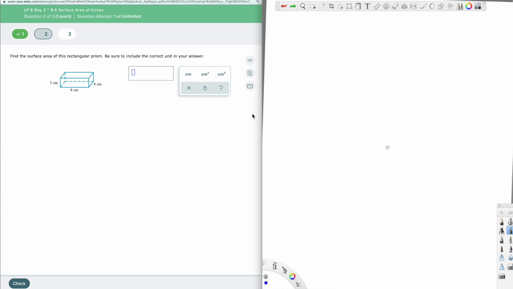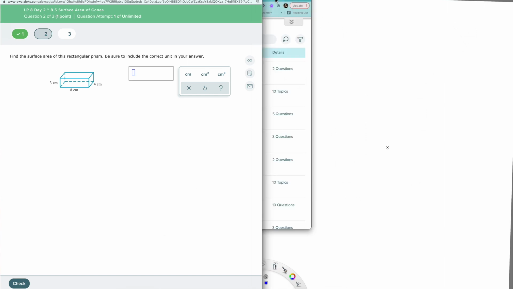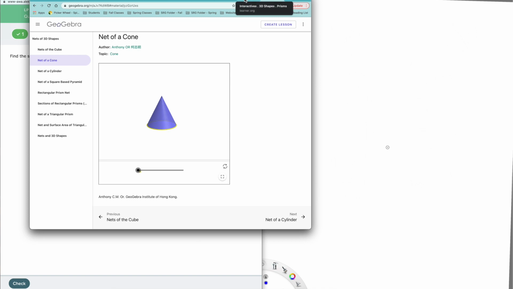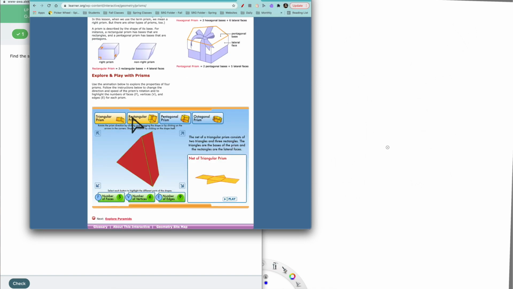All right, find the surface area of a rectangular prism. Be sure to include the correct units in your answer. So one thing we do want to pay attention to on this one, let's see if I can find it real quick. If we're looking at a rectangular prism, kind of like this guy, so it's a box, right?